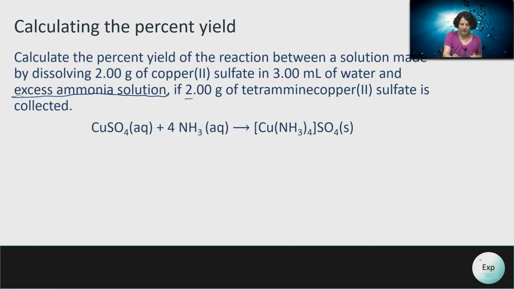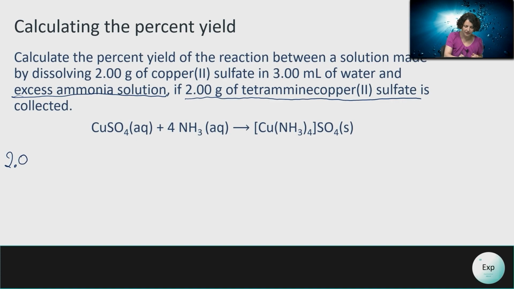And then it also talks about the product. We have 2 grams of tetraamine copper 2 sulfate produced. And in this case, we know that our units have to be in grams, and our product that we are watching for is the tetraamine copper 2 sulfate. So let's set this up and go from 2 grams of copper 2 sulfate to estimating, if we used all of it up, how much of the tetraamine copper 2 sulfate could we potentially produce.